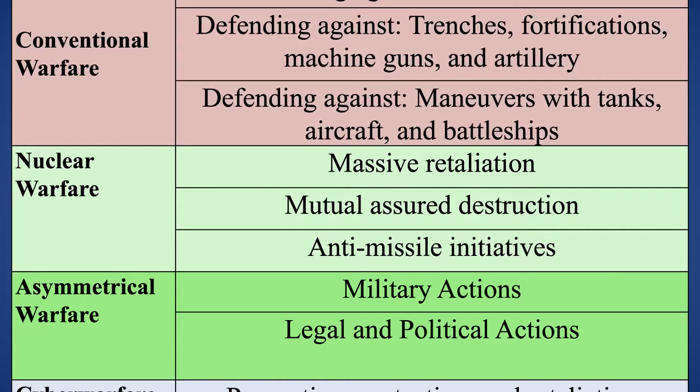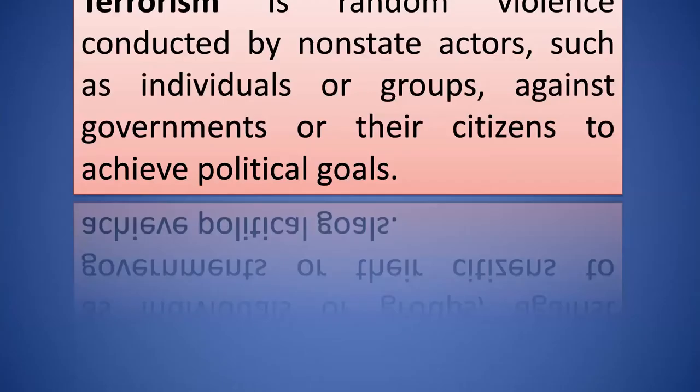Then cyber warfare, which happens in the virtual space, which is identifiable, with its centers and communications and database centers and cables, but still the means and the targets and the content of cyber warfare is what is new, what is not known to our ancestors. Well, terrorism is one of the forms of asymmetrical warfare. It's random violence conducted by non-state actors, such as individuals or groups, against governments or their citizens to achieve political goals.